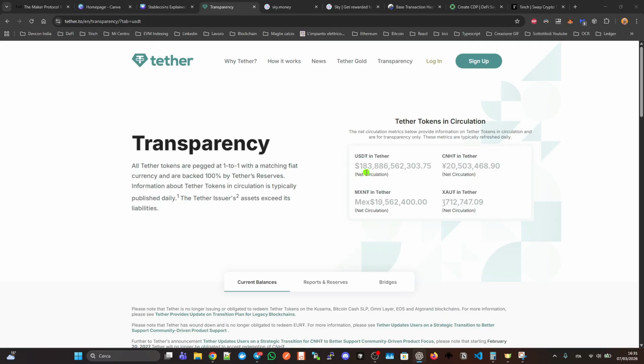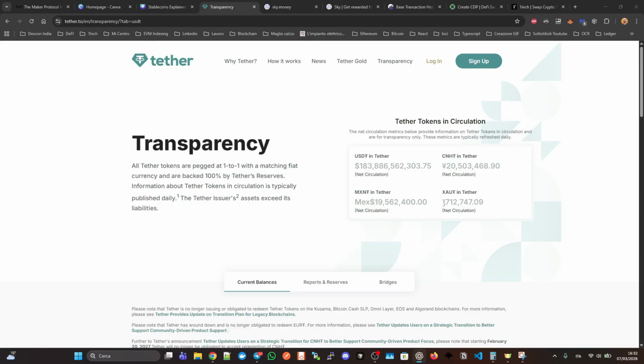You can see all the Tether tokens in circulation. These are 183 billion, more or less, of USDT that are in circulation. This is the token that is pegged to the dollar. Okay, so it means basically $183 billion. This is instead the token that is pegged to the Chinese yuan. And they've issued another token that is pegged to the Mexican peso.